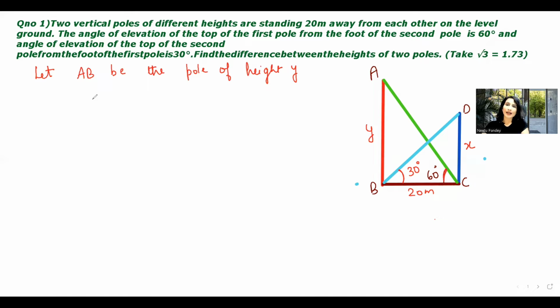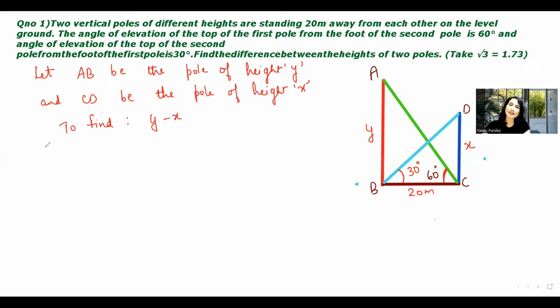Okay, and CD be the pole of height x. Okay, that's done. What we have to do is find the difference between their heights, that is y minus x. So we can start here in triangle ABC.